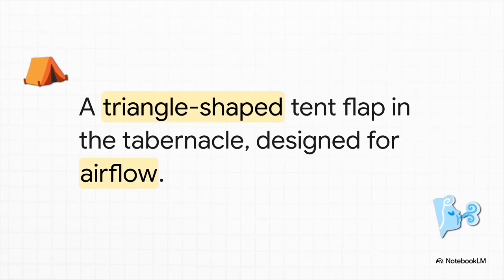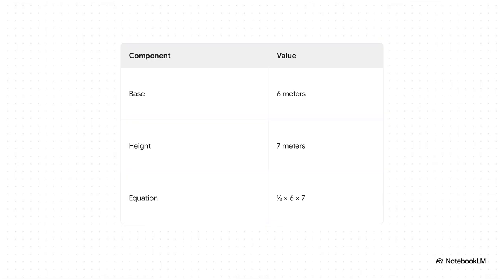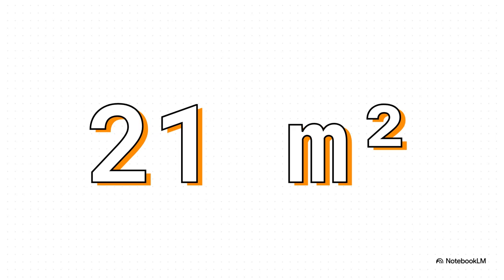Easy. And for the third and final problem, we're moving from the battlefield to a sacred structure. The students are looking at a triangular tent flap on the tabernacle, one that was supposedly designed for airflow. Okay, so with a base of 6 meters and a height of 7 meters, the calculation is going to give us our final area of 21 square meters. So, okay, after 3 of these story-based problems, you can bet the students know that formula inside and out.